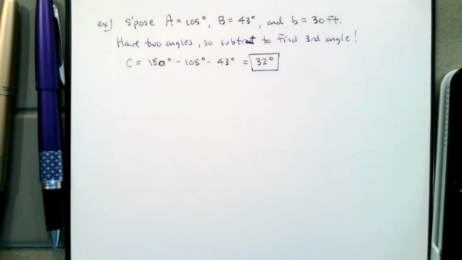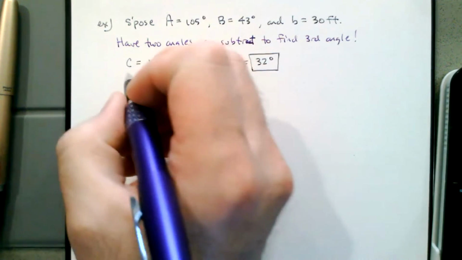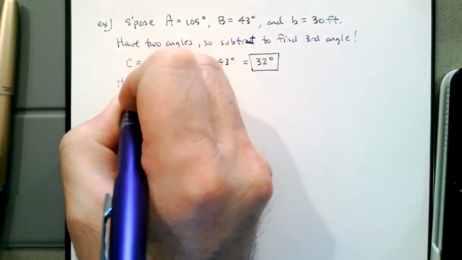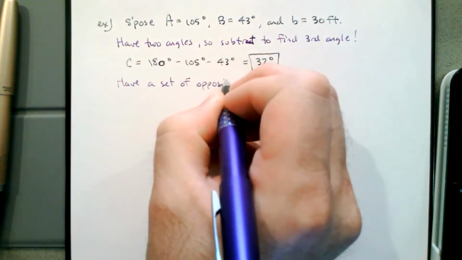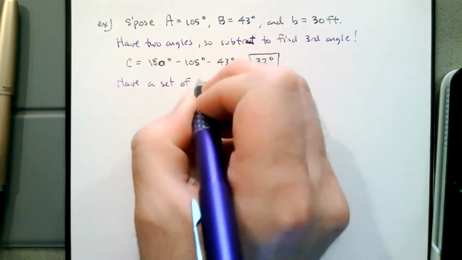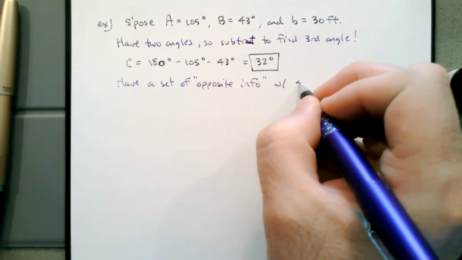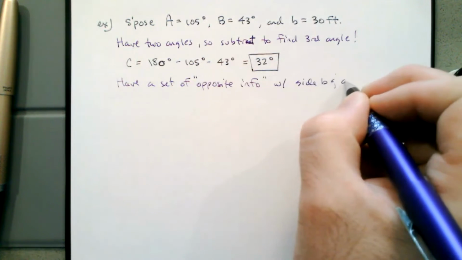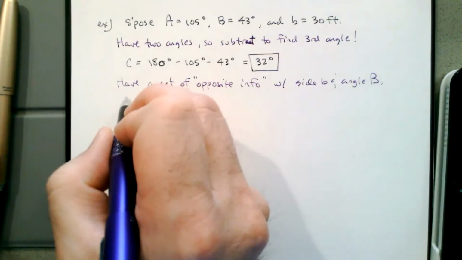Now at this point, I have a set of opposite information. I have side B and angle B. So now we can use the law of sines, since we have opposite information, with side B and angle capital B. So now it's time to use the law of sines.